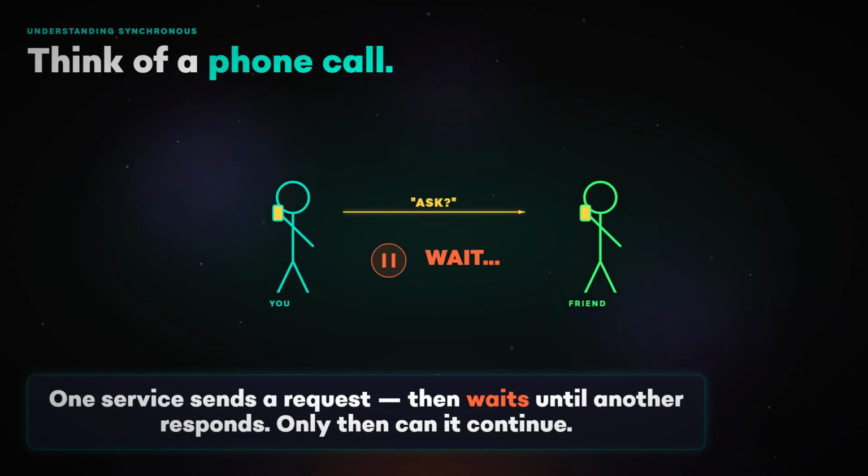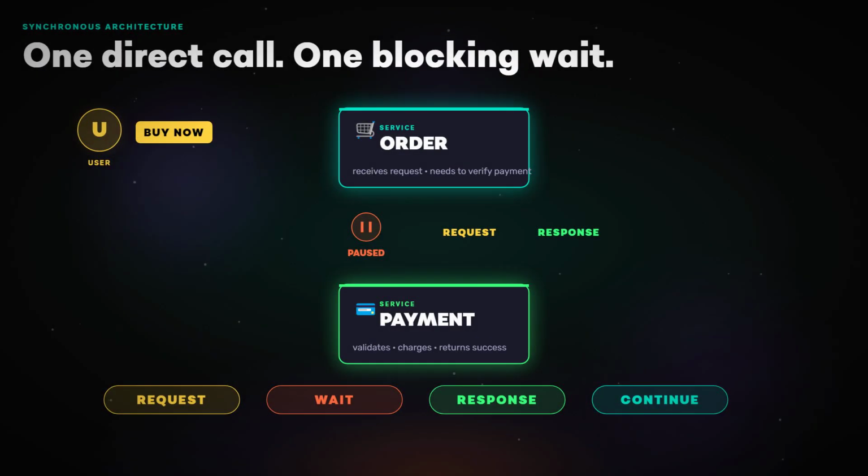Synchronous architecture looks like this. At the top, we have the order service. Imagine the customer clicks the buy now button. The order service receives the request. Before creating the order, it needs to verify whether the payment was successful. So it sends a request to the payment service. Notice the arrow connecting the two services. This represents a direct request.